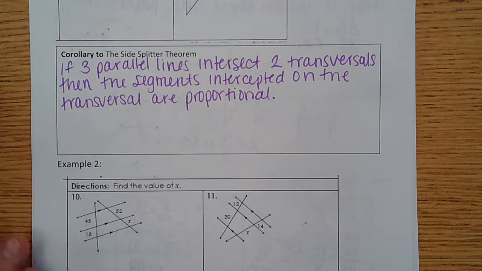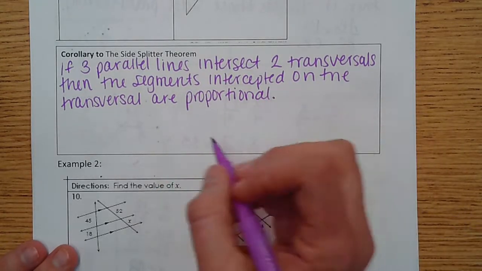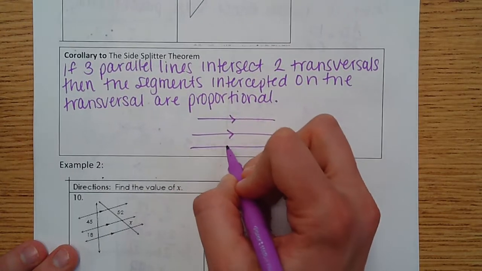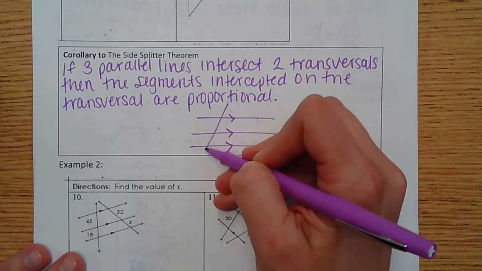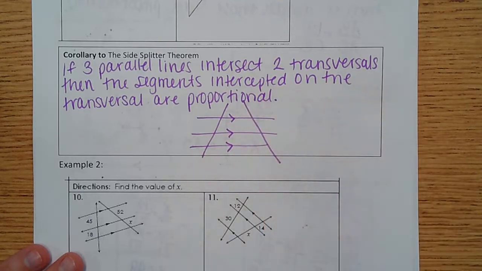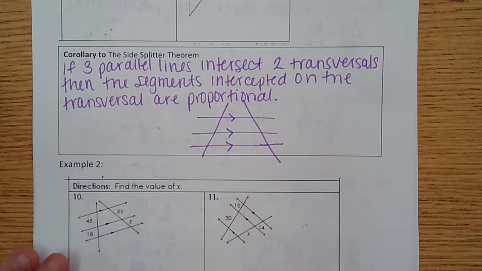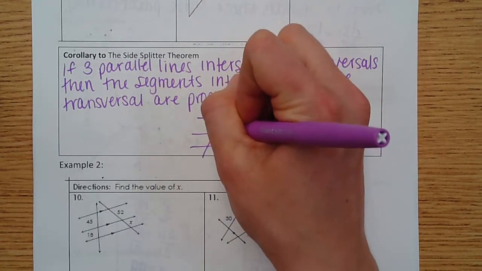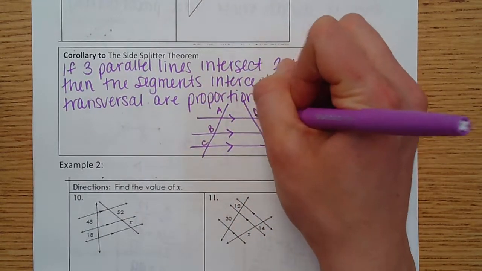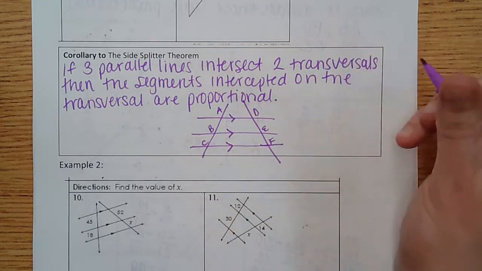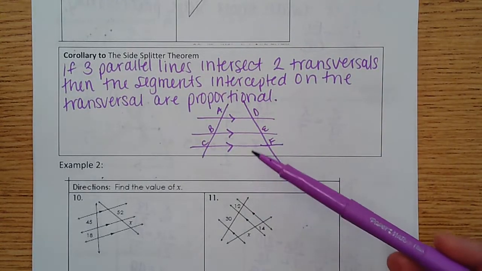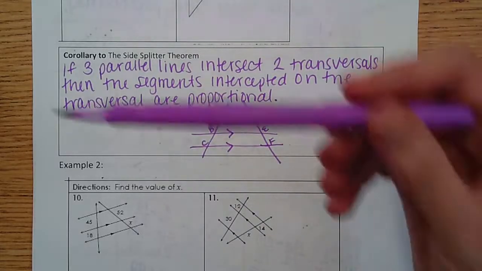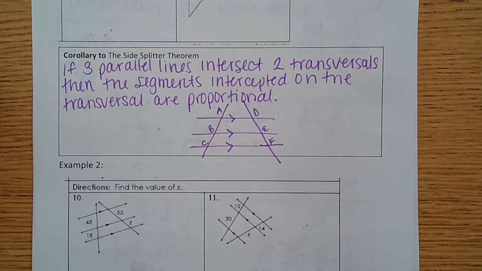All right, so let's start with our three parallel lines. They're all parallel because they have that arrow there. And then we have two transversals. We'll call these intersections A, B, and C, and we'll call these D, E, and F. So you can kind of see how this almost looks exactly like a triangle, but it's just a series of parallel lines that are intersected.